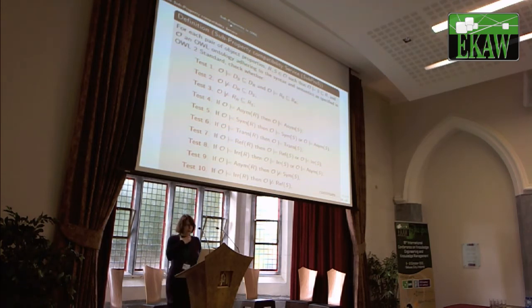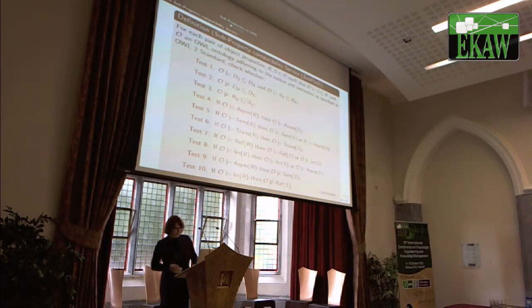And we have the first three tests. They care about the domain and range axioms that have been defined for those specific properties. So in this case, the domain of S has to be a subset or equivalent to the domain of R, and likewise for the range for S and R. And it cannot be the other way around.